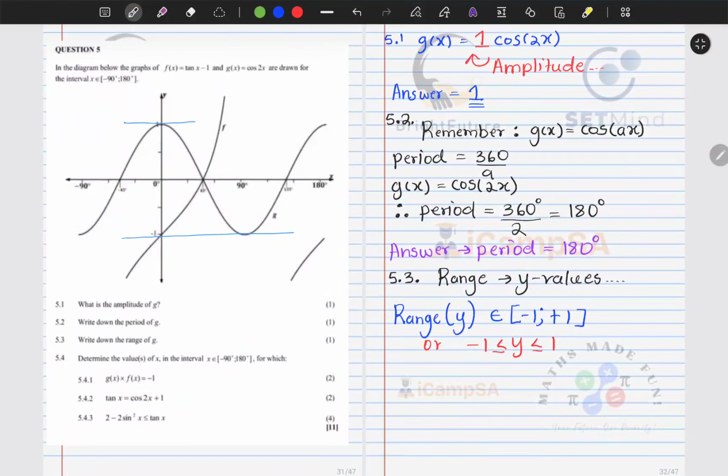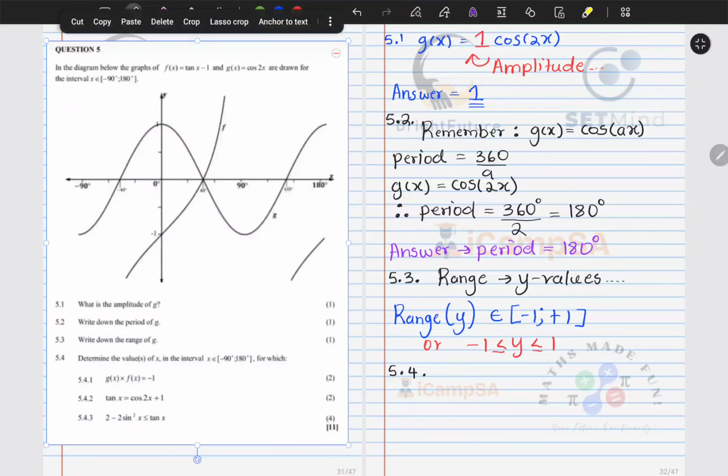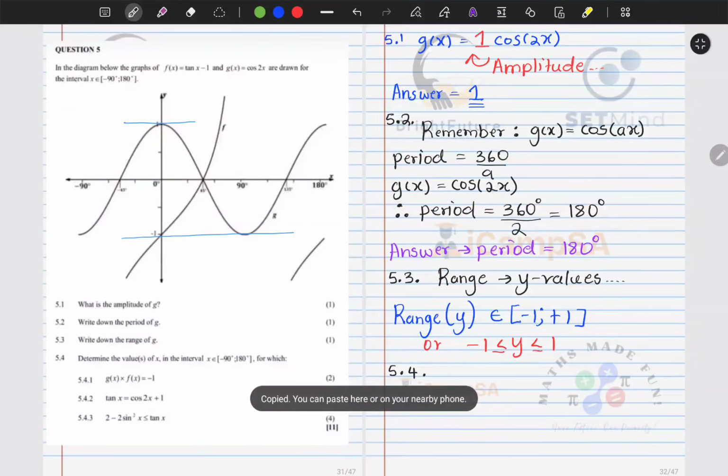So done with that, let's have a look at 5.4. So they are saying determine the x values for which we have these conditions here. So I'm going to go to the next page for this one.